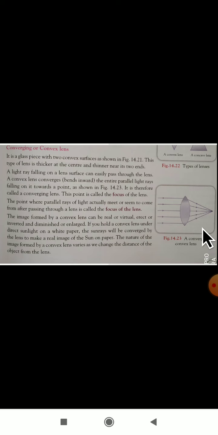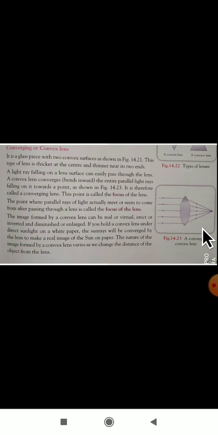The image formed by a convex lens can be real or virtual. It may be real or virtual, erect or inverted, diminished or enlarged. If you hold a convex lens under direct sunlight over a white paper, the sun rays will be converged by the lens to make a real image of the sun on the paper. The nature of the image formed by the convex lens varies as we change the distance of the object from the lens.